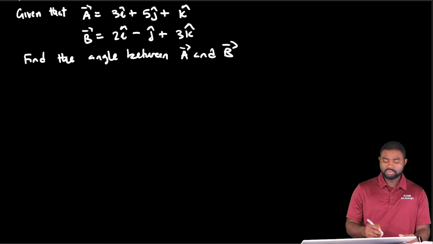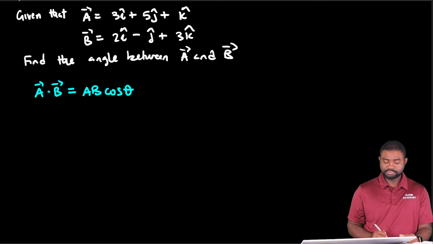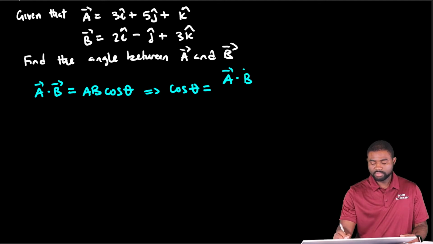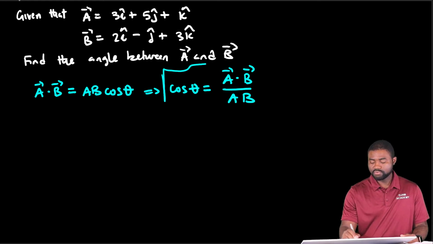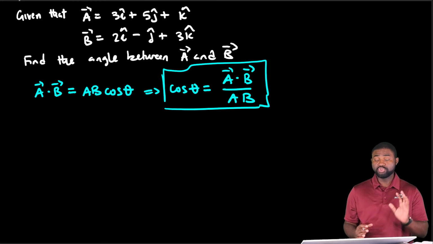If you recall, we know that the dot product A dot B by definition is equal to A B cosine theta. What this means is that the cosine of theta will be equal to A dot B divided by AB. So from here, we can calculate the angle between vector A and vector B.